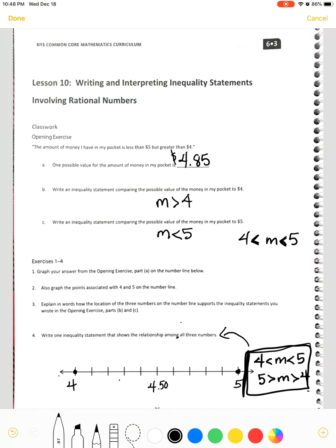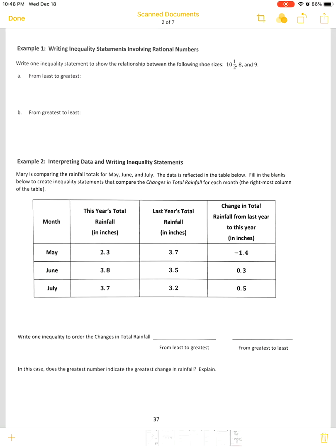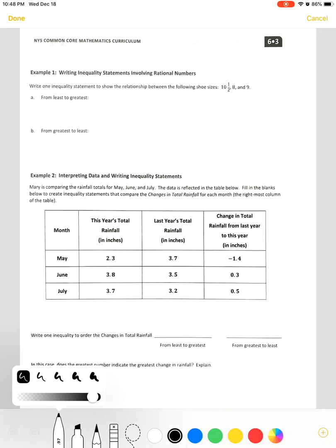All right, so our amount of money, right, was both greater than 4 but less than 5. So we'd say 4 is less than the money, or M, which is less than 5, and 5 is greater than M, which is greater than 4. All right, we are going to move to the next page. Let's see if I can do that. Let's see. Hey, I did it. Aren't you proud?